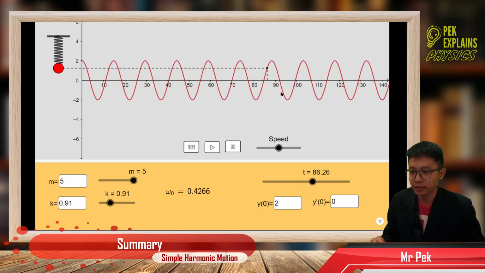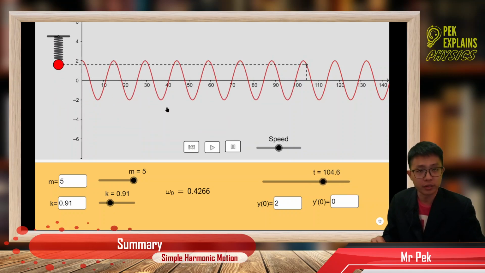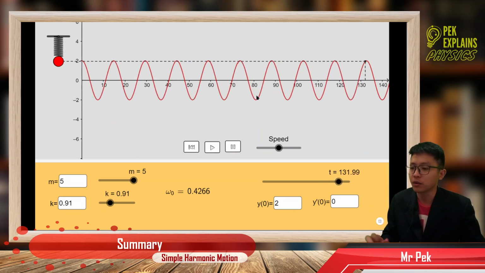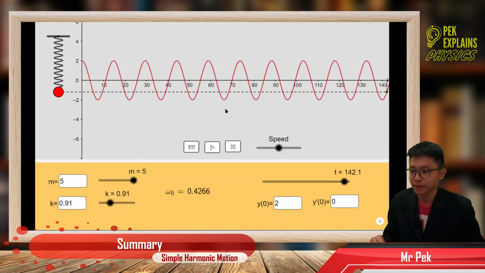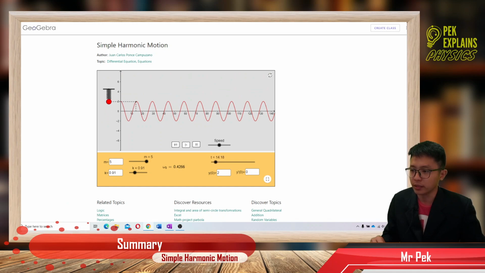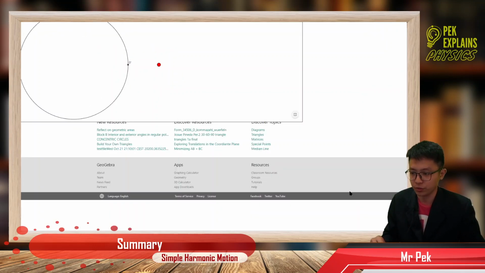As it oscillates up and down, it forms a sinusoidal graph. Actually, this is a cos graph. Now another system is called circular motion. Circular motion is also a simple harmonic motion. Let me show you.